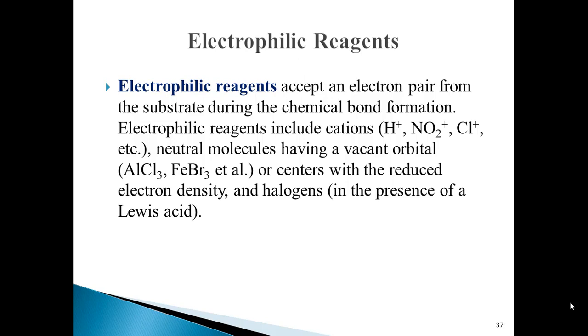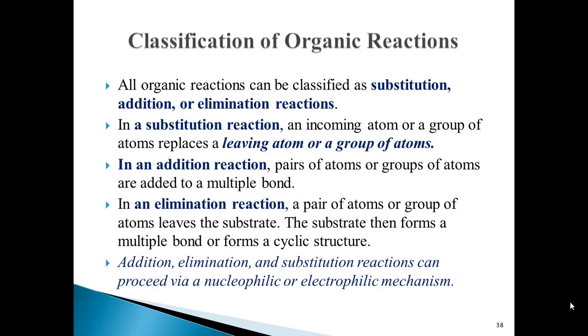Electrophilic reagents accept an electron pair from the substrate during the formation of the chemical bond. Electrophilic reagents include cations, neutral molecules having a vacant orbital, or centers with the reduced electron density, and halogens in the presence of a Lewis acid. Electrophilic reagents are capable of forming a covalent bond with the substrate at centers with the increased electron density in the molecule. All organic reactions can be classified as substitution, addition, or elimination reactions.